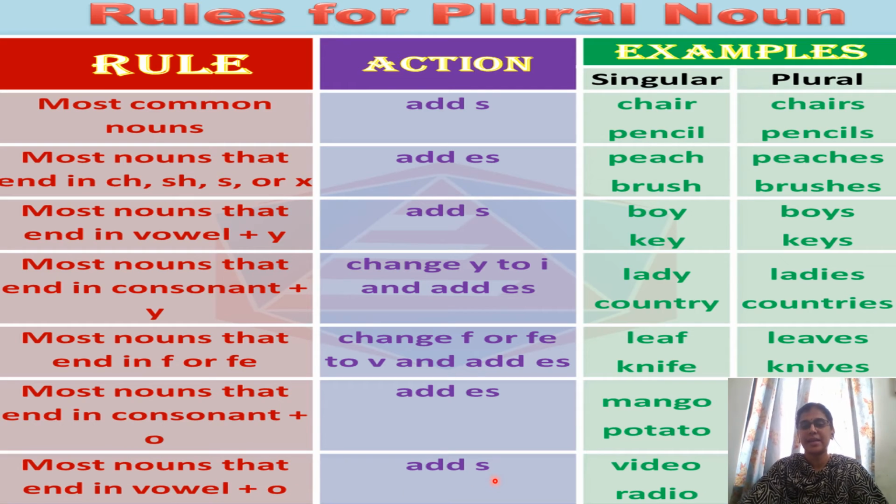Then the last rule is most nouns that end in vowel plus O. If your last letter is O and the previous letter is a vowel, then you simply add S. Video, E is a vowel before the O, so you simply add S. Radio, I is a vowel, we have an O as the last letter, so we simply add S.